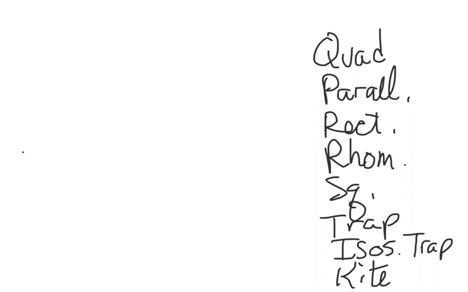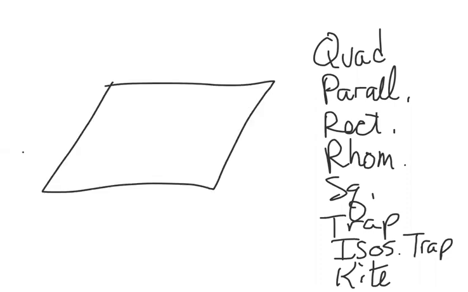All right, so what if I just give you this shape? Just that, no markings. What's the best name that you can give me for this, Olivia? Yeah, quadrilateral.